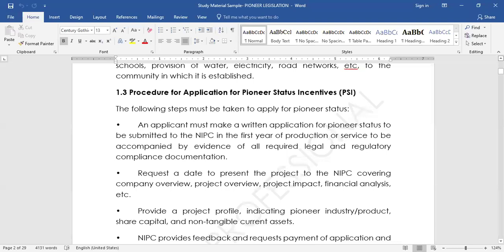Number two step, a request for presentation of the project to NIPC. Request for a date to present the project to the NIPC. After you have made the application, you will arrange for a date where you are going to present your project to NIPC as a company. You present the kind of product you want to produce in Nigeria, and you will tell NIPC the value that product will create for the Nigerian environment in terms of employment generation, in terms of export, in terms of value creation, in terms of local content of raw material, in terms of social responsibility, which is sustainable development.